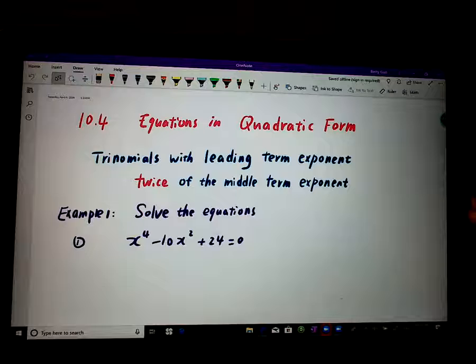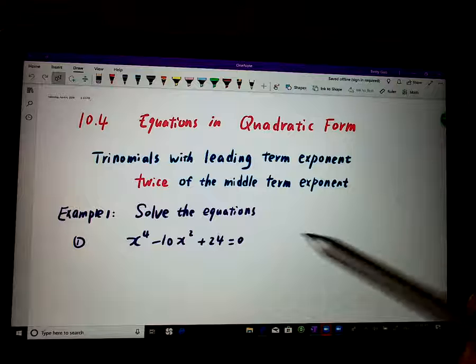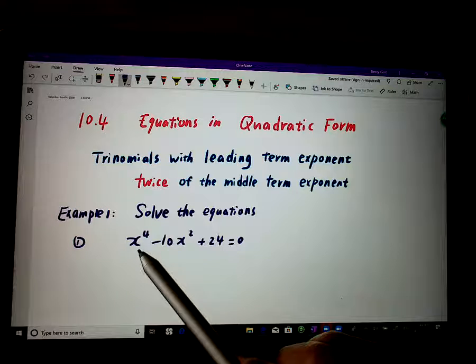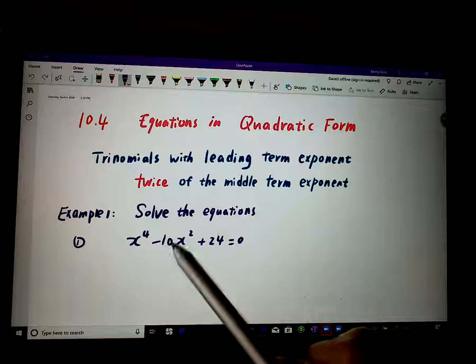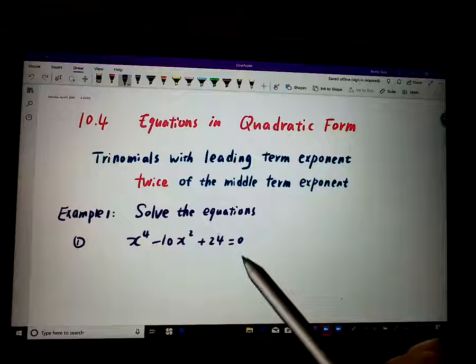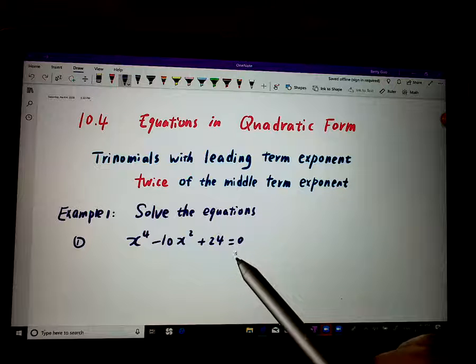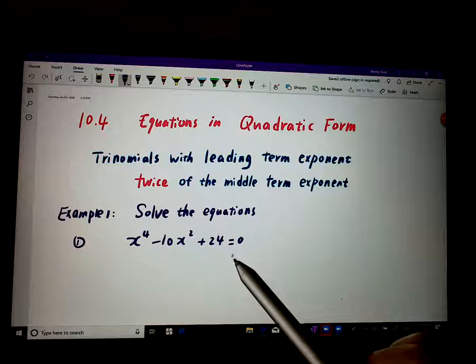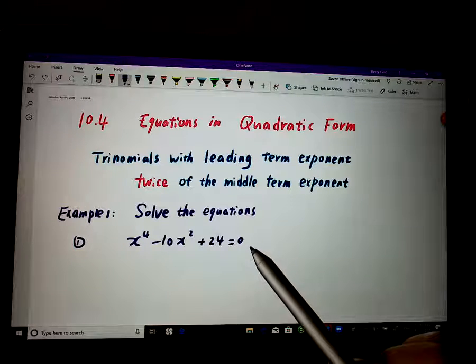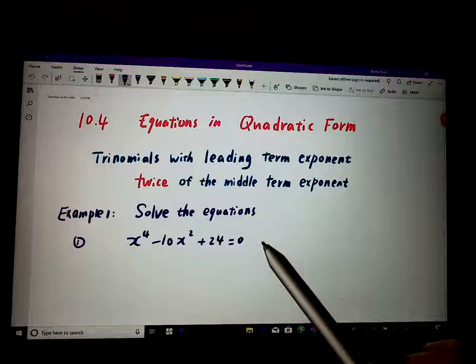Good morning, everyone. In this video we are going to cover section 10.4, equations in quadratic form. For example, now we are looking at the equation x to the power of 4 minus 10 times x squared plus 24 equals 0. Obviously, this equation is not a quadratic equation because by definition, a quadratic equation refers to a polynomial equation with degree 2.